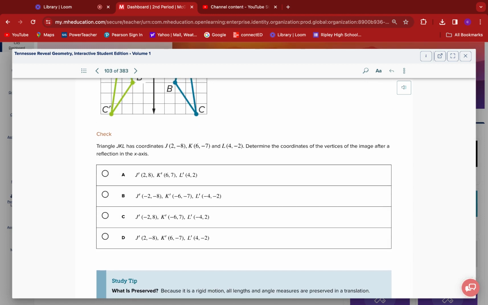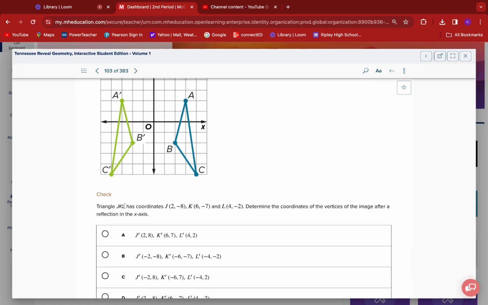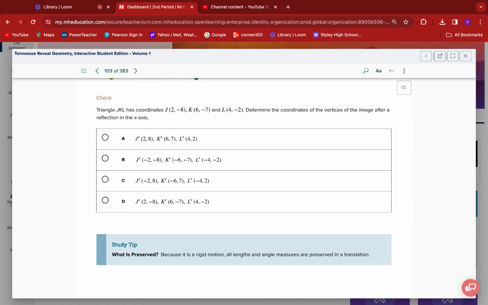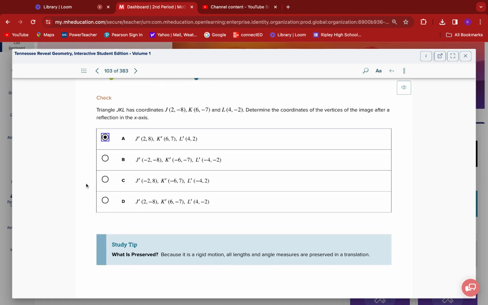I'm on page 99. And it says triangle JKL. Do I have a figure? I do not have a figure. Has these coordinates, blah, blah, blah. Determine the coordinates of the vertices of the image after a reflection across the x-axis. What that means is change the y sign. Change the y sign. So 2, positive 8. 6, positive 7. And 4, positive 2. And everybody should have that. All right, there we go.